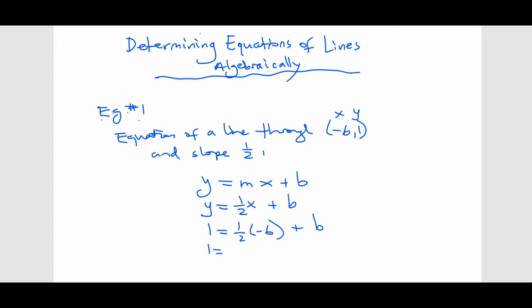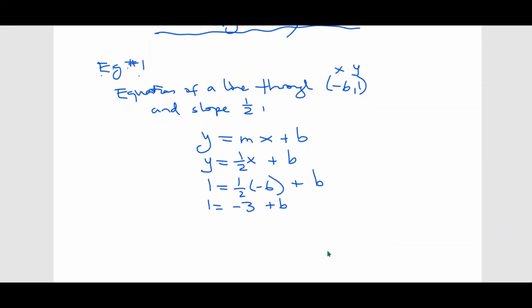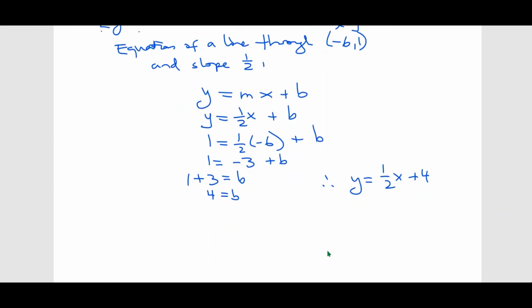Okay, so I got 1 equals, now 1/2 times negative 6. 1/2 of negative 6 is negative 3 plus b. And I want to isolate the b, so I'm going to add 3 to both sides. And then I get b is 4. So my equation is y equals 1/2 x plus 4. And if you want to just double check, you can put this point negative 6, 1 into the equation, make sure that it's still true. So if I put negative 6 in for x, the y should calculate to 1. Okay, so there you go.